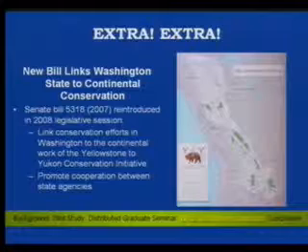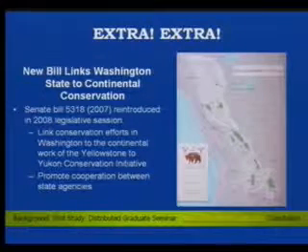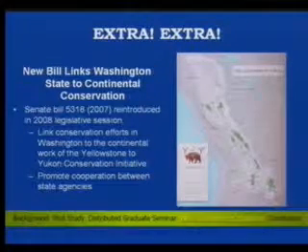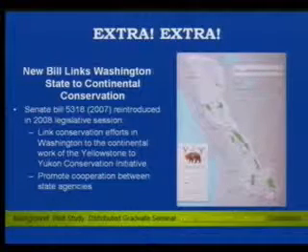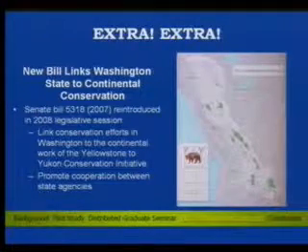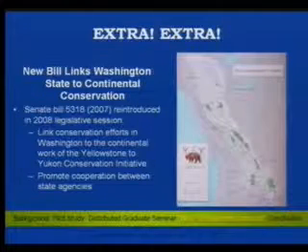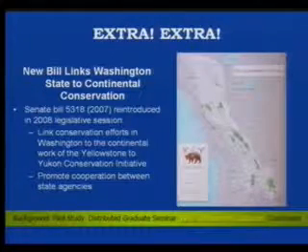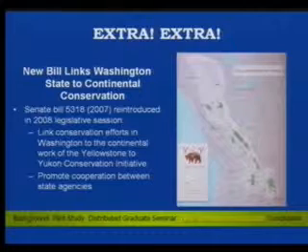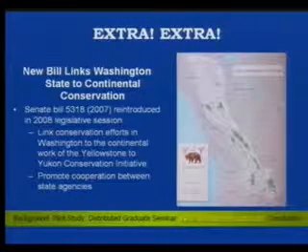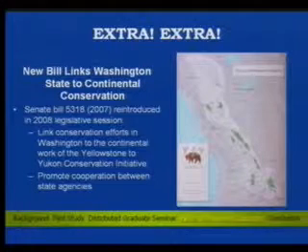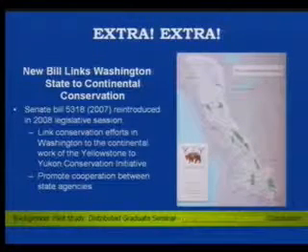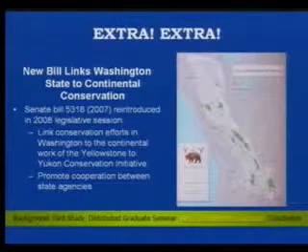So what's going on now? Well, there is actually a new bill which links Washington State to continental conservation. This is Senate Bill 5318. It was first introduced in 2007 and has now been reintroduced in the 2008 legislative session. This bill would link conservation efforts in Washington State to the continental work of the Yellowstone to Yukon Conservation Initiative. This could essentially promote collaboration and cooperation between state agencies.